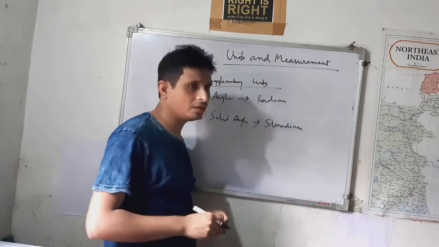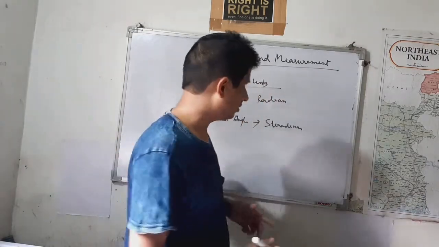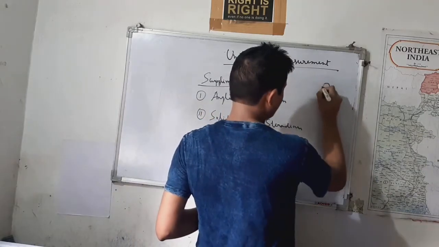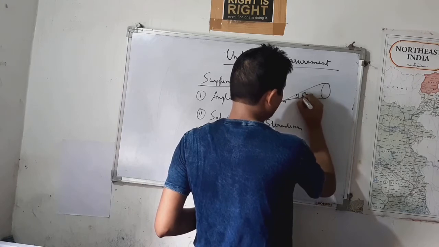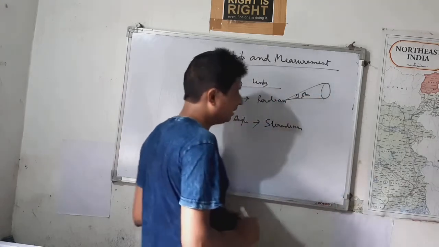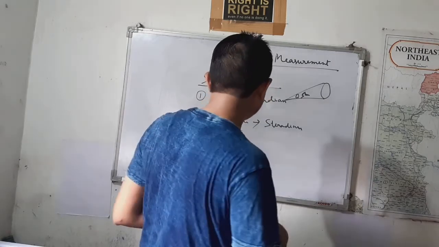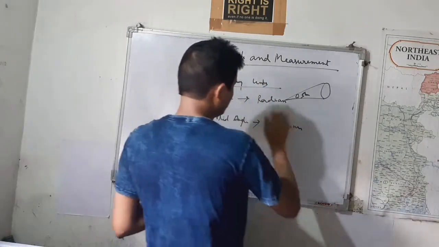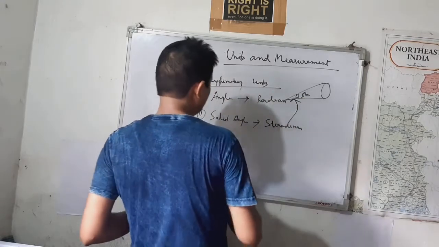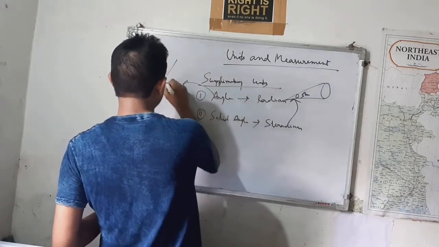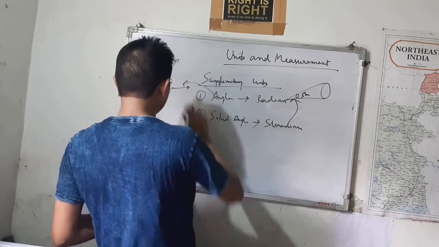So solid angle means the angle formed in a cone-shaped object. Solid angle is like this. It can be represented by the Greek letter omega in general. Normal angle is like this, and it is generally represented by theta.